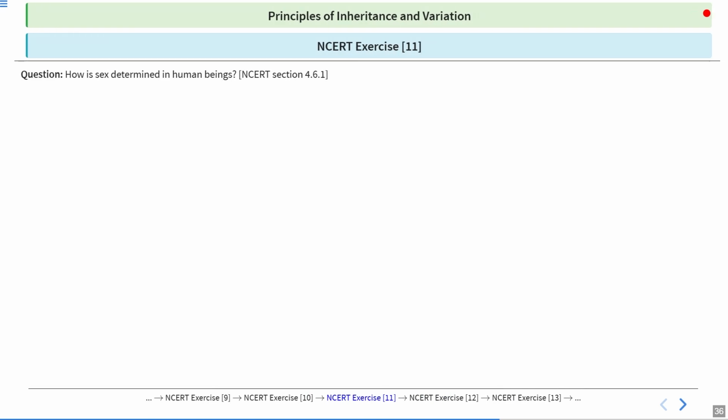Now, next question. How is sex determined in human beings? Okay, basically, or you can say, how is the gender of the child determined in human beings? So what will be the answer to this question? And for more information, you can read the NCERT section 4.6.1. Okay. So let's have a look at the answer for this question now.